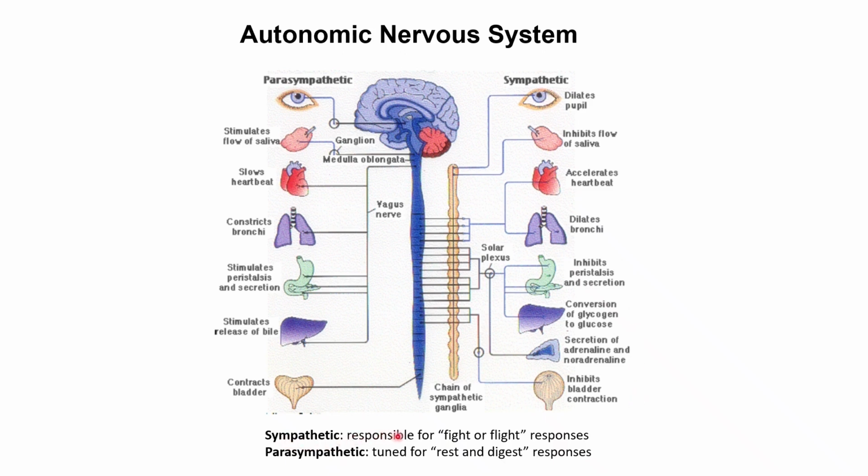Sympathetic nervous system is also called the fight or flight nervous system. It controls whether you are ready to fight or run away from a predator, for instance. And the parasympathetic nervous system is the opposite. It controls your rest and digest responses.